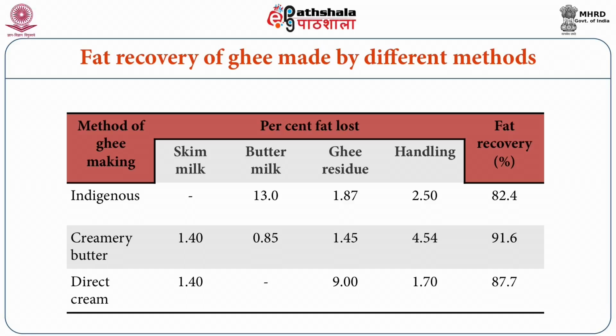Handling losses will be less because the associated butter making is absent. So it is only 1.7. So finally you are getting 88% fat recovery, but which is again lower than that of creamery butter. So that is the reason why throughout India you will find the majority of commercial butter makers are adopting the creamery butter method, which gives the highest fat recovery.